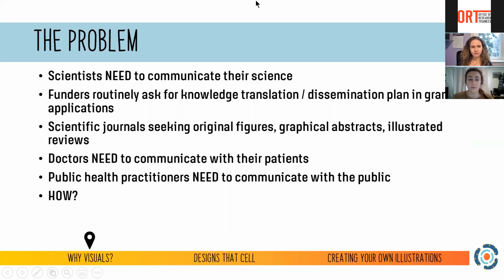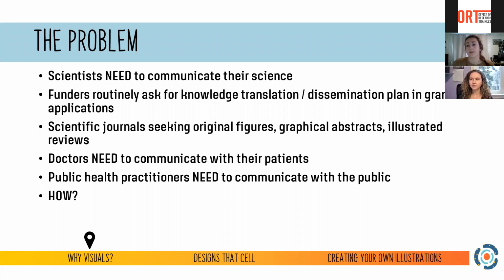So to start off, we'll talk a little bit about what the problem or the issue is. There are several methods and places where we really need visual communication, particularly, which is most relevant for most of you attending today, that scientists need to communicate their science. In addition, funders are now routinely asking for knowledge dissemination and translation plans in applications. So I'm sure if any of you have written any CIHR and CIRC grants this season, you've noticed that they are going to ask you for a knowledge translation plan. In addition, scientific journals are more frequently seeking original figures, graphical abstracts, and even some journals are now conducting illustrated reviews, which essentially are topic reviews, but presented visually.